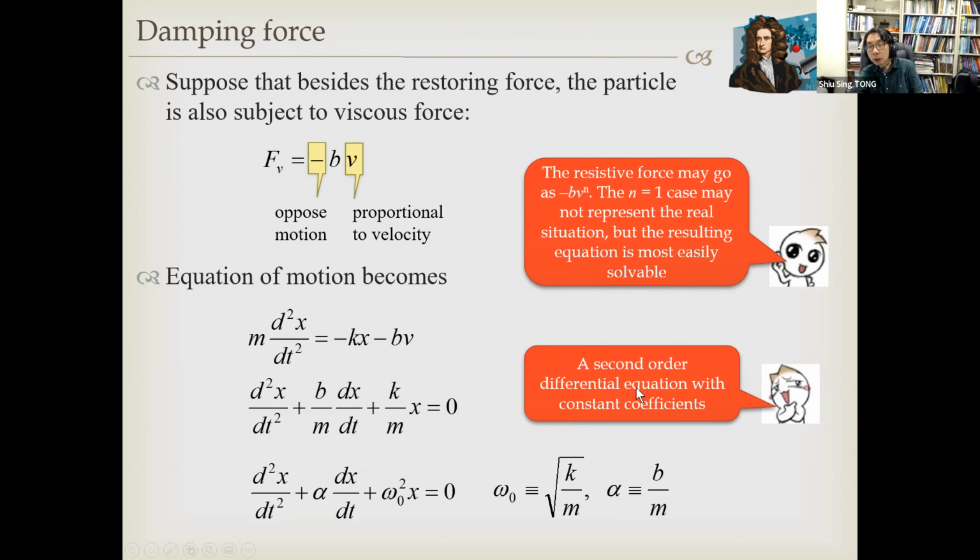Now this is a second order differential equation because it contains the second derivative. It contains the first derivative. It contains x itself, and all the coefficients of these terms are constants. Omega naught squared is constant, alpha is constant, and the one that goes before the second derivative is also constant. So I call this a second order differential equation with constant coefficients. Now there are standard methods for solving this equation in mathematics, but we will try to solve it from a physicist's point of view. We will guess a solution.